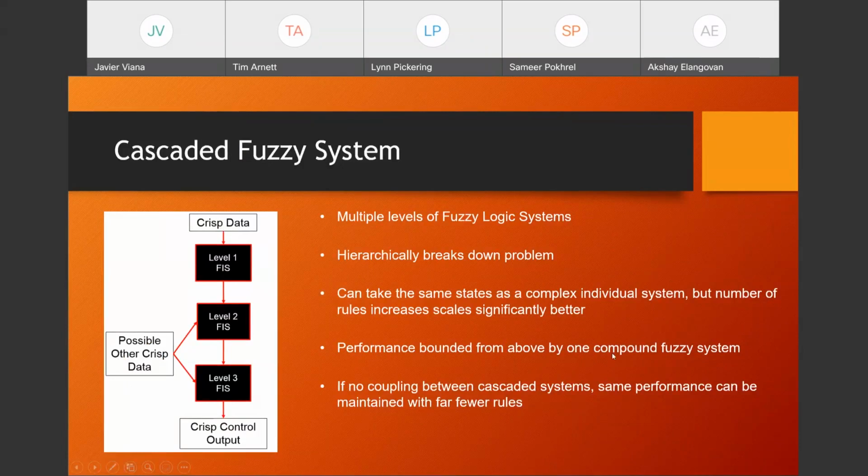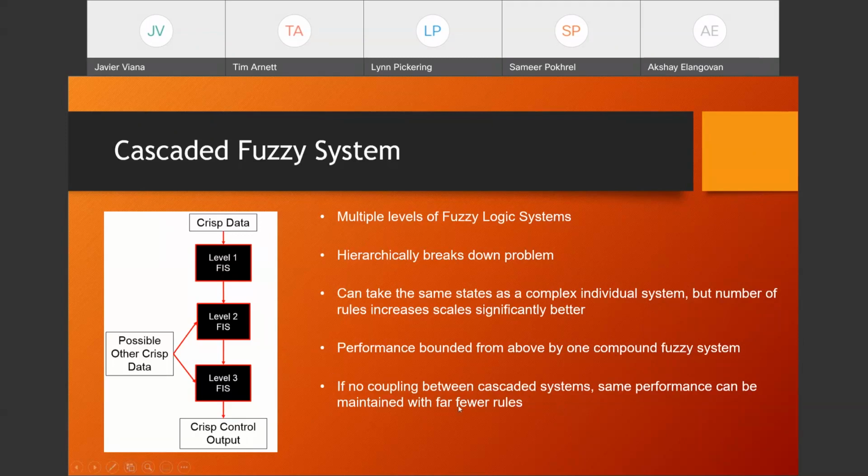The performance, however, is bounded from above by a single fuzzy system that takes in all the inputs. But typically in practice, unless there are very heavy interactions between the variables, the cascade can account for that. And by the way, this doesn't mean that you can't account for interactions at all, but it does mean that certain things that have heavy interactions or dependencies between the variables may need to be grouped together more closely in that structure.